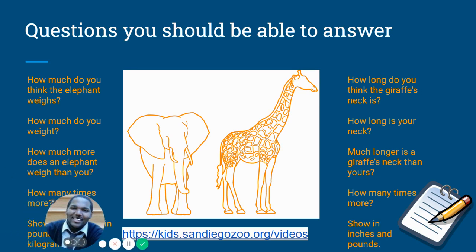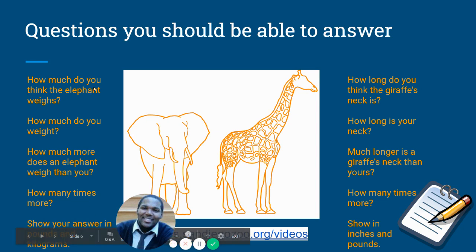Let me take a second to look over those questions. You see, we have an elephant here and a giraffe here. These are the elephant questions. These are the giraffe questions. Questions such as: how much do you think the elephant weighs? How much do you weigh? How much more does an elephant weigh than you? And how many times more does an elephant weigh than you? Then show your answer in pounds and kilograms. Let's see from the information that you gather, can you do those?